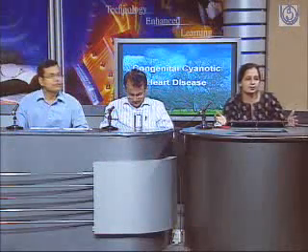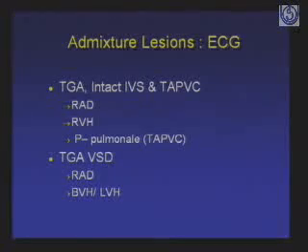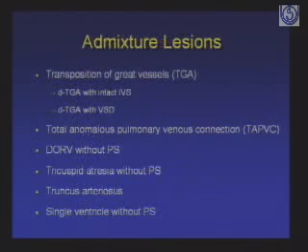The ECG for all admixture lesions just shows tachycardia, and with right side prominent, right axis deviation, right ventricular hypertrophy, prominent RA because of the RA dilatation. With TGA VSD, again right axis deviation with biventricular hypertrophy, on the left side it is left ventricular hypertrophy.